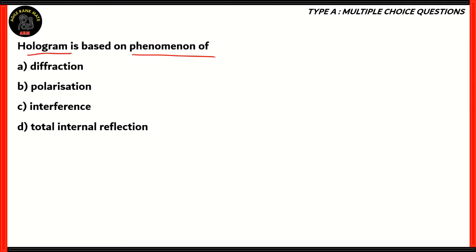Hologram is based on the phenomenon of diffraction, polarization, interference, total internal reflection. Here we will use elimination. Option D, total internal reflection, is used for optic cables. So option D is incorrect. Option A, diffraction, is associated with the sun's corona.